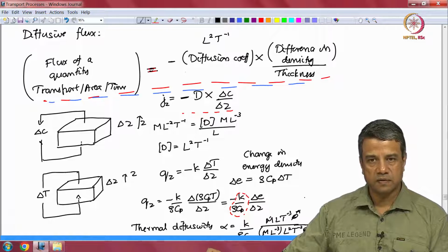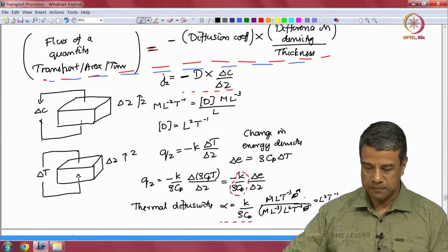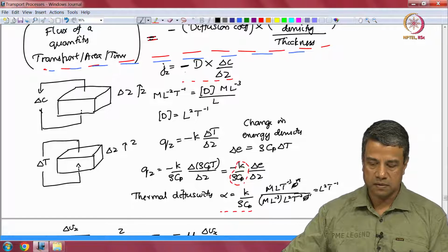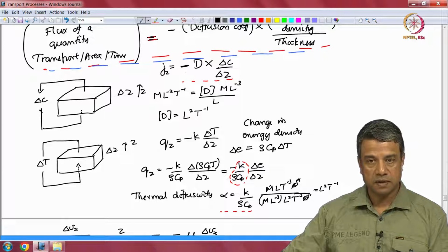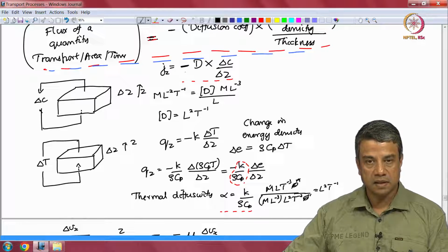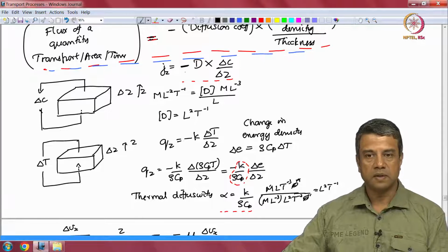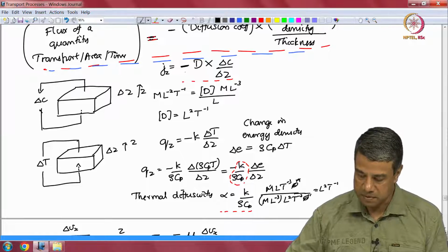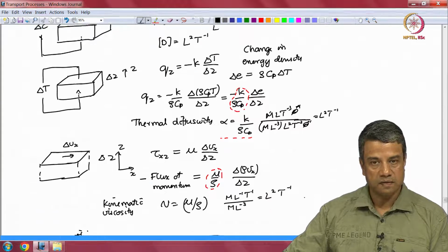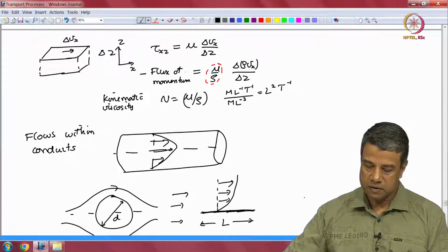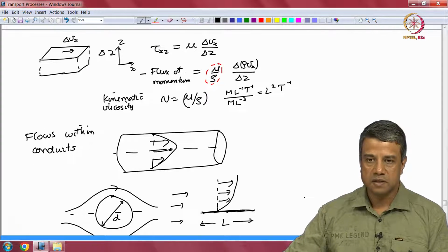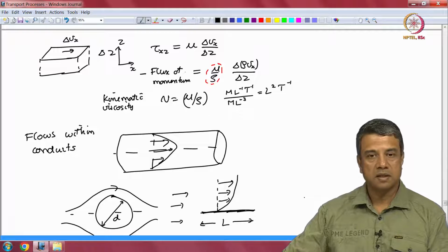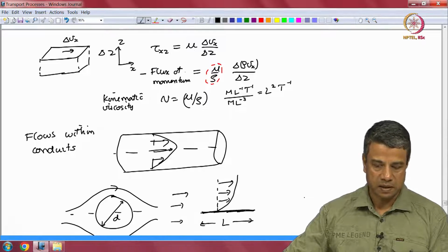Defined in this way, the diffusion coefficient has to have dimensions of length square per unit time. Mass diffusion coefficient, the mass diffusivity, has dimensions of length square per unit time. Thermal diffusion coefficient, when expressed in terms of difference in the energy density, is alpha, which is K by rho Cp. K is the thermal conductivity, Cp is the specific heat. This also has dimensions of length square per time. Momentum diffusion coefficient is the kinematic viscosity. Viscosity divided by density has dimensions of length square per unit time. So, these are the diffusion coefficients for mass, momentum and energy.